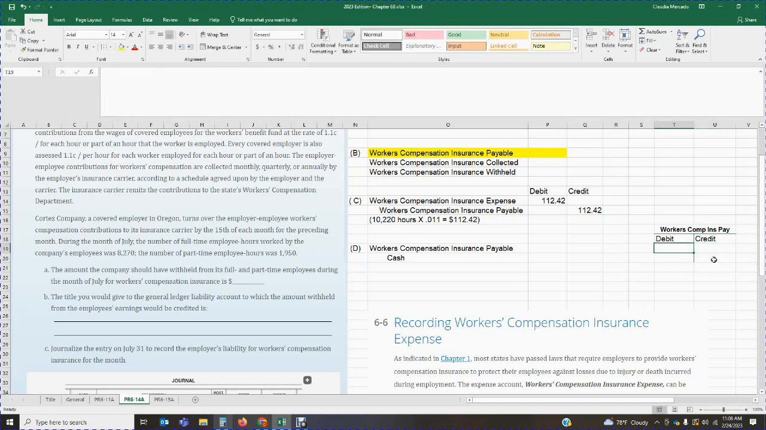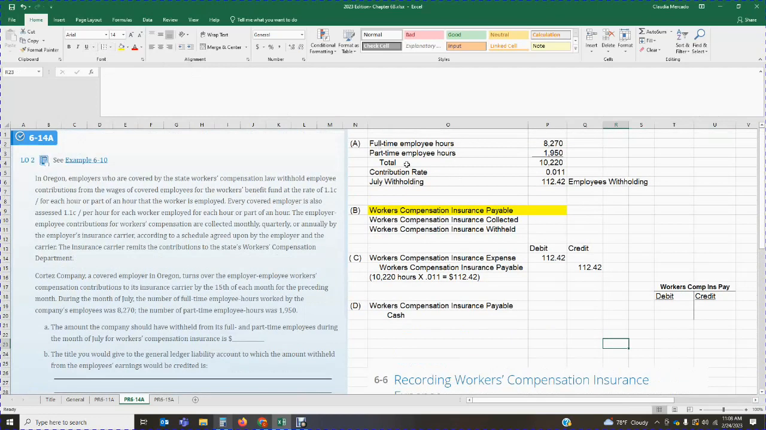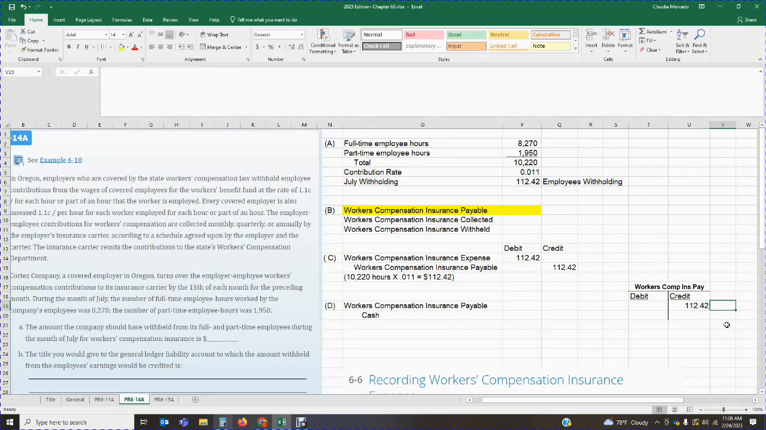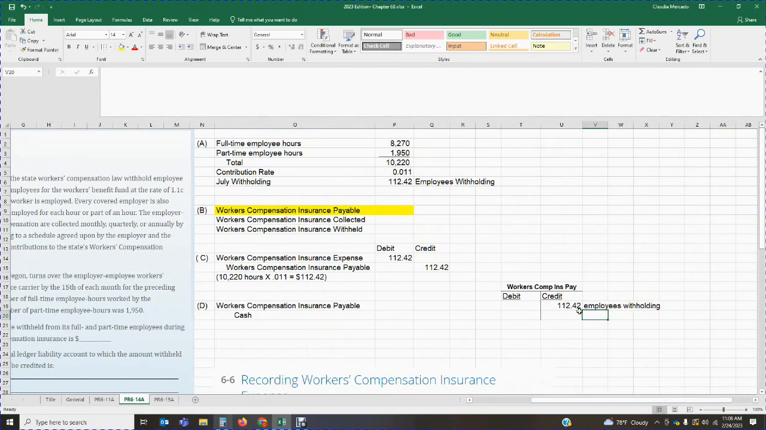If we see here, in letter A, we withheld money from our employee's paycheck, we are withholding $112.42. That money withheld is being put into my workers' comp insurance payable account. So this is a payable. This is my employee's withholding. That is the amount I'm withholding from my employees.